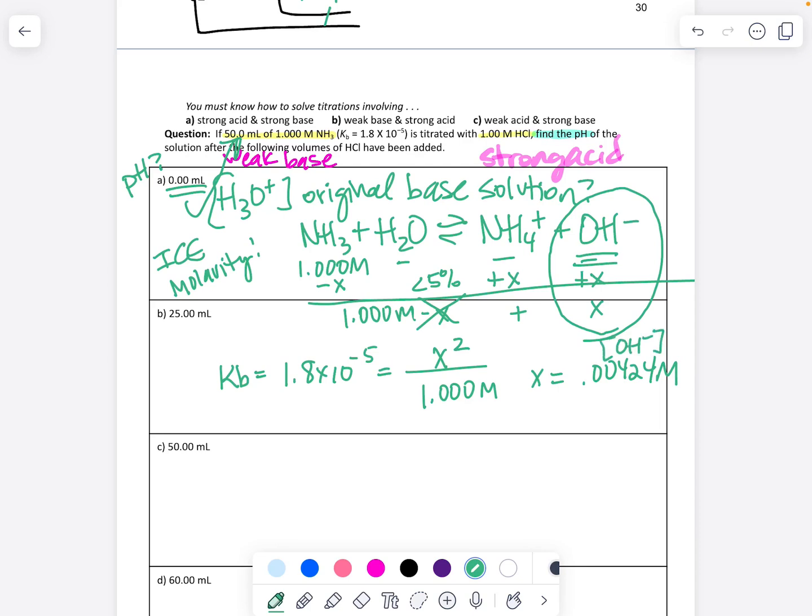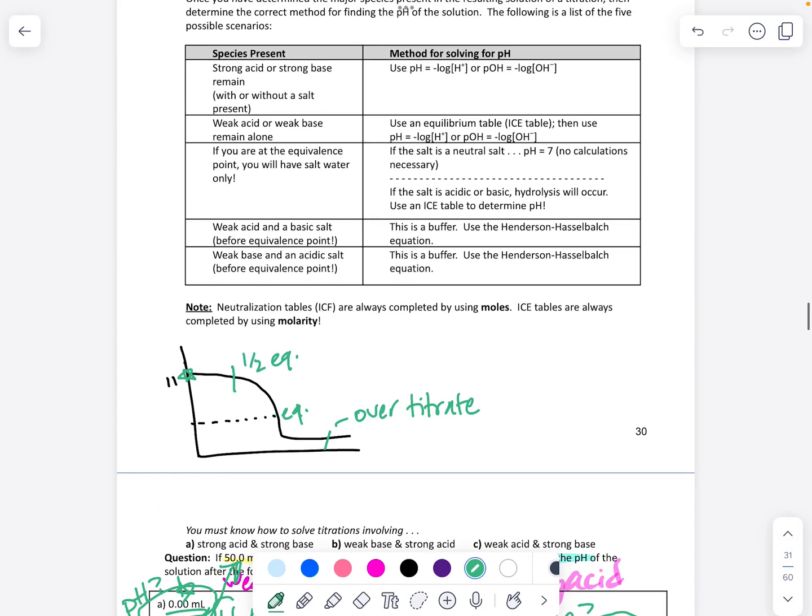So I could take the negative log of that, and that will give me a pOH of 2.37. Again, the question wanted pH though, so if I do 14 minus 2.37, I get 11.63. So that is my pH at the beginning of my titration right over here. So this is 11.63.